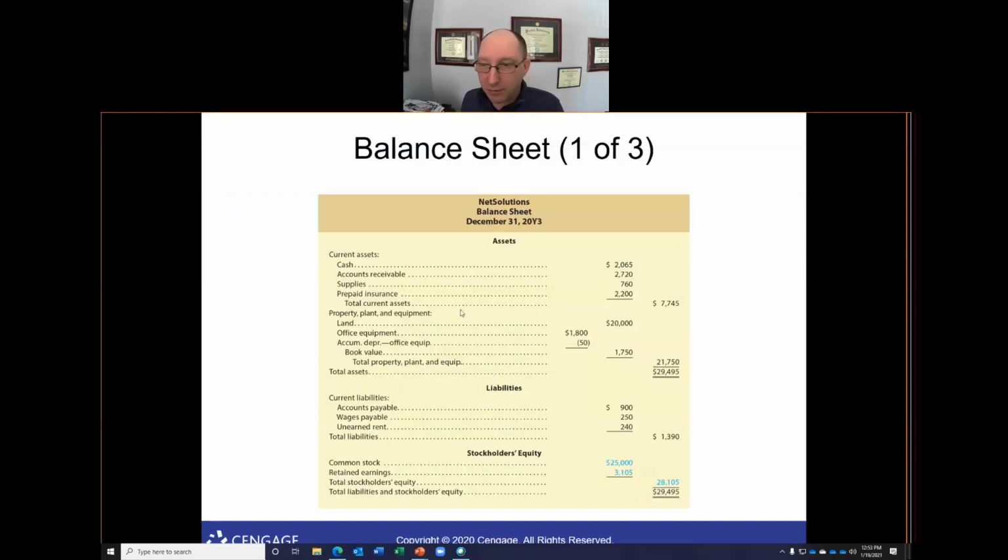About the balance sheet. The balance sheet, as you recall, shows assets, liabilities, and equity.